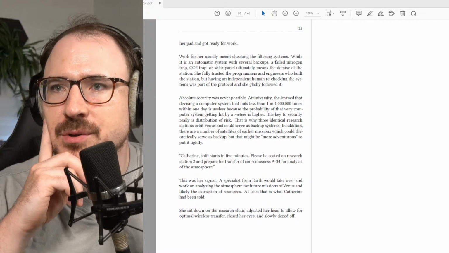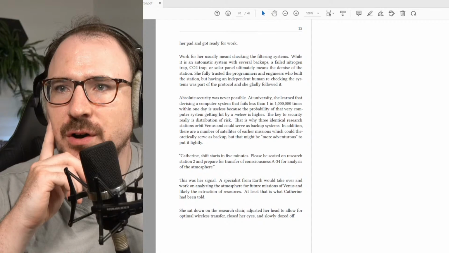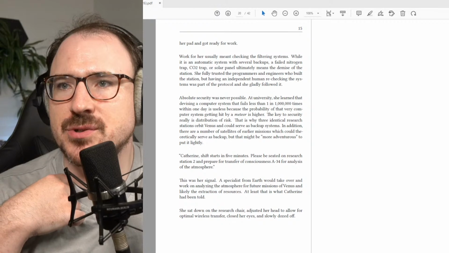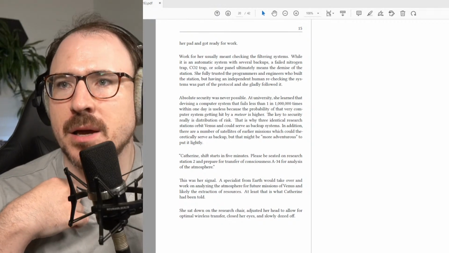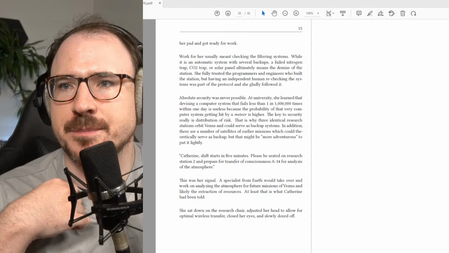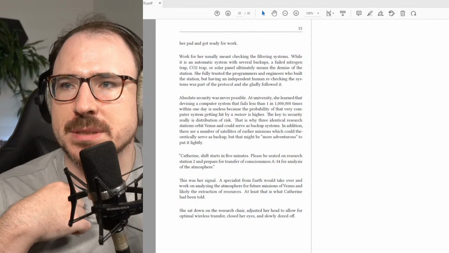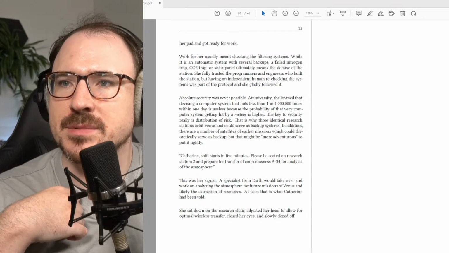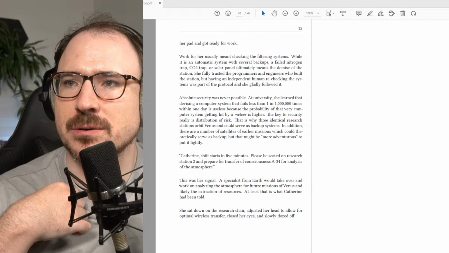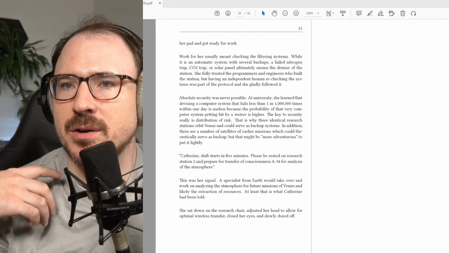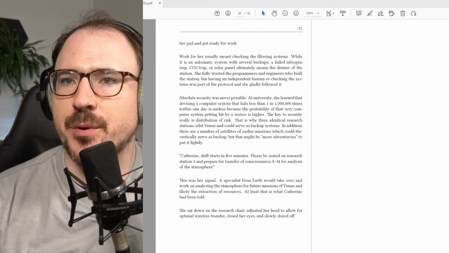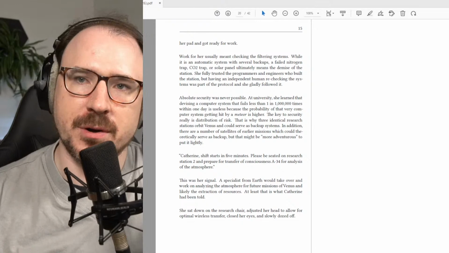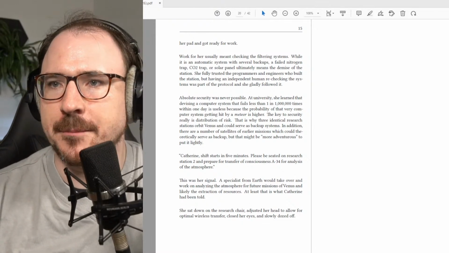Okay, work for her usually meant checking the filtering systems. While it is an automatic system with several backups, a failed nitrogen trap, CO2 trap, or solar panel ultimately means the demise of the station. She fully trusted the programmers and engineers who built the station, but having an independent human rechecking the systems was part of the protocol, and she gladly followed it. Again, in what ways does she fully trust the programmers? We could explain why or how, maybe because of her previous experience on a spaceship or something like that.